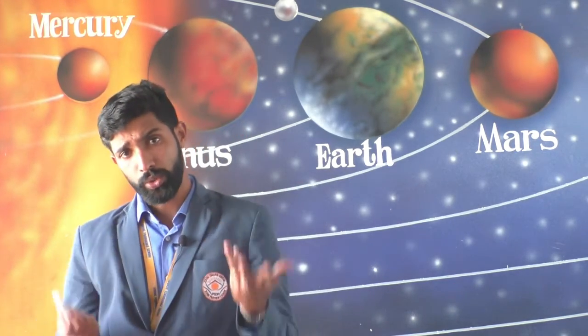We must try our level best to use three things: reduce, reuse and recycle. So we must try our level best to recycle and reuse all the household items, so that we can reduce the amount of waste in our environment. So try to follow these instructions and keep our environment healthy.